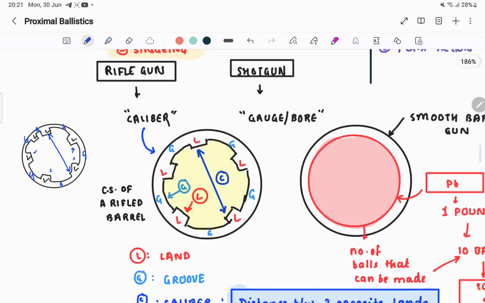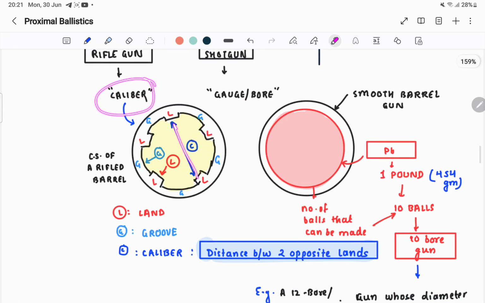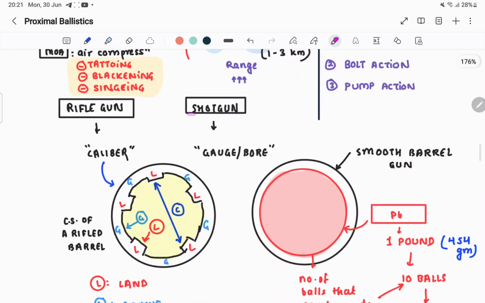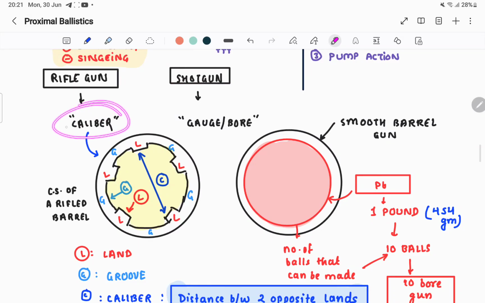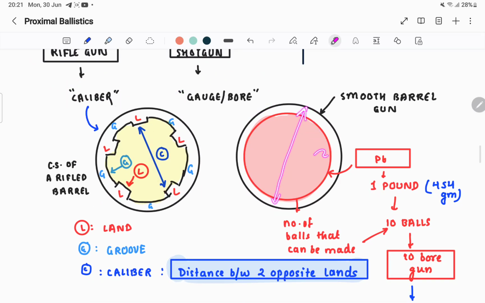Distance between two opposite lands is what is called caliber. So you must have heard people saying this caliber of gun I have, that caliber. So caliber is the distance between two opposite lands. Okay, caliber. Let's move on to the shotgun. So in shotgun, here we use caliber, there we use bore. This part, the diameter of the shotgun, is the bore. This is a smooth barrel gun, shotgun.